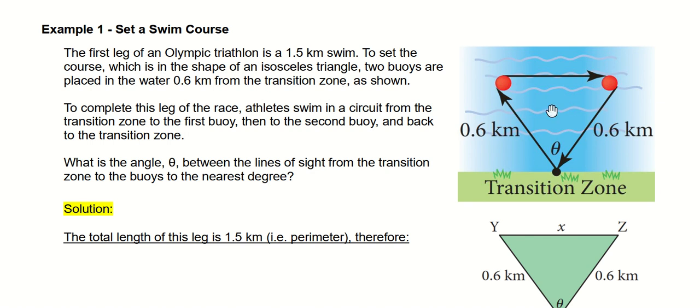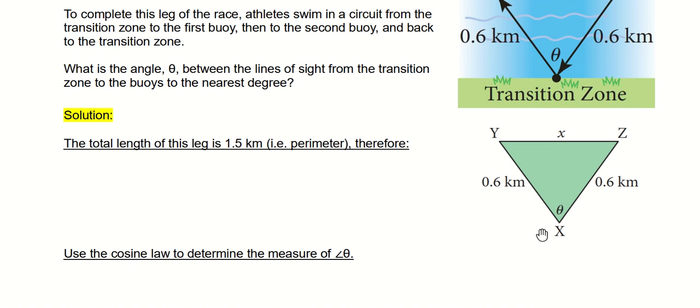Again, we have a diagram, which makes things a lot simpler to understand. If you don't have a diagram, you should draw one, because that's the best way to understand these types of problems. To complete this leg of the race, athletes swim a circuit from the transition zone to the first buoy, then the second buoy, and then back. What is the angle between the lines of sight from the transition zone to the buoys? It's asking for this angle right here, angle X.